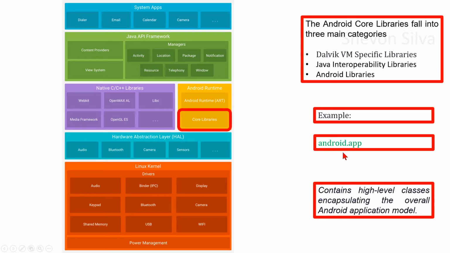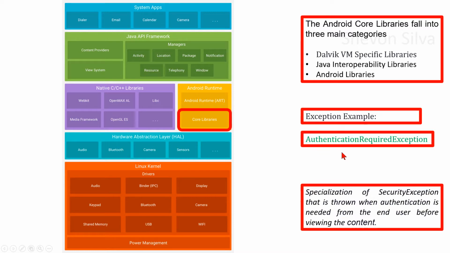As an example, we can consider android.app. It contains high-level classes encapsulating the overall Android application model. As an exception example, AuthenticationRequiredException, a specialization of SecurityException that is thrown when authentication is needed from the end user before viewing the content.